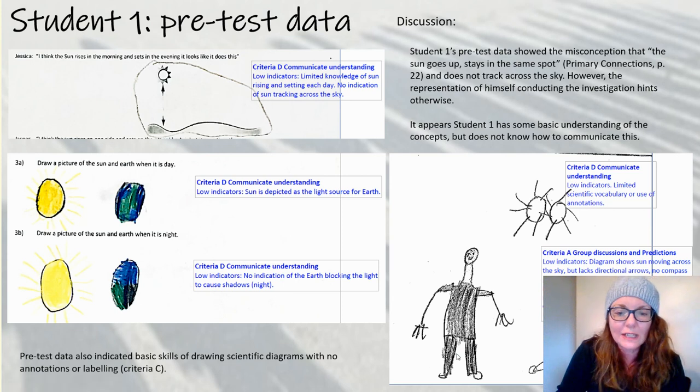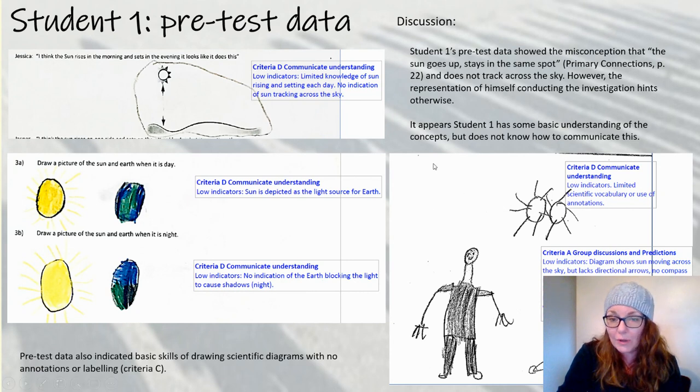After the classroom discussion to introduce students to the sequence of lessons, students completed a pre-test to diagnose their understanding of the science concept and their skills. So here, student 1 has indicated the common misconception that the sun goes up and stays in the same spot and does not track across the sky.